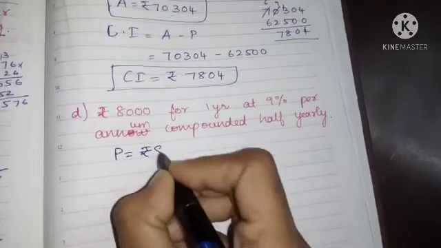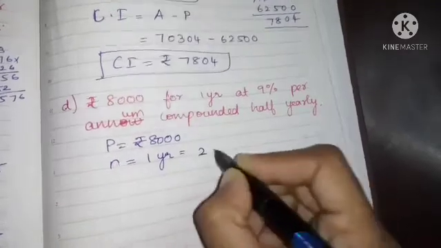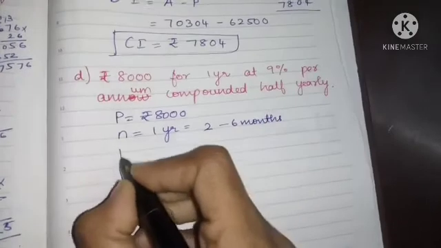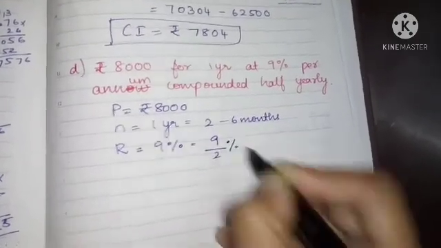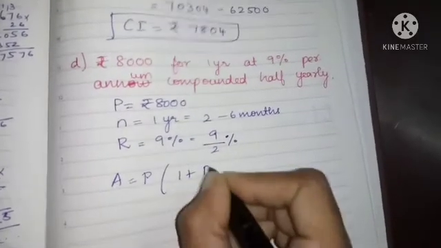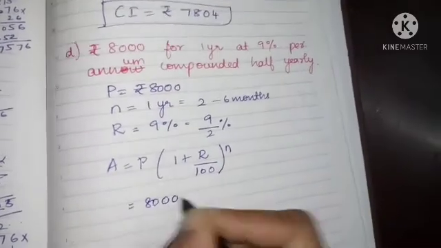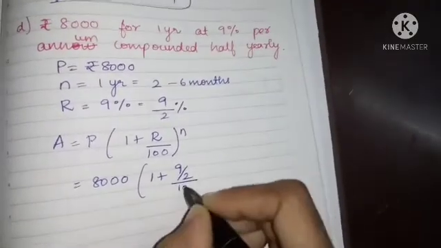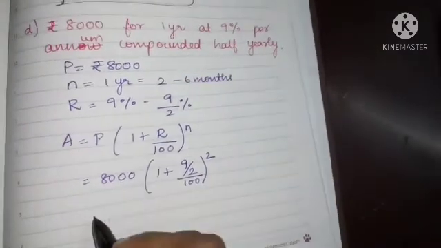Principal is equal to rupees 8,000. N is equal to 1 year, which is nothing but 2 6 months. Then rate is equal to 9%, which is 9 by 2%. Now find the amount is equal to principal into 1 plus R by 100, the whole power n. Principal is equal to 8,000 into 1 plus R, which is 9 by 2, divided by 100, the whole power 2, because 2 6 months.